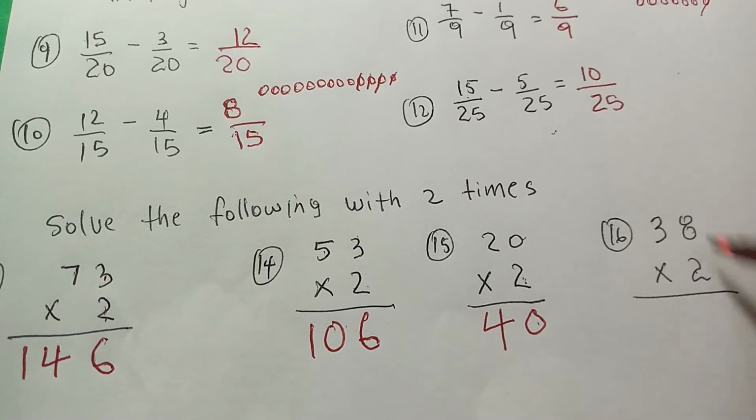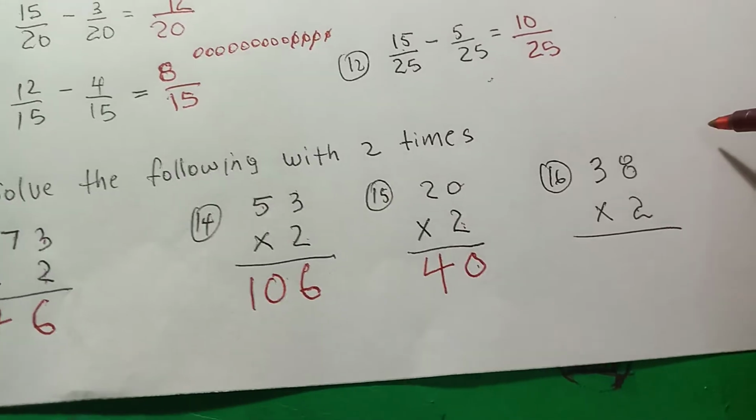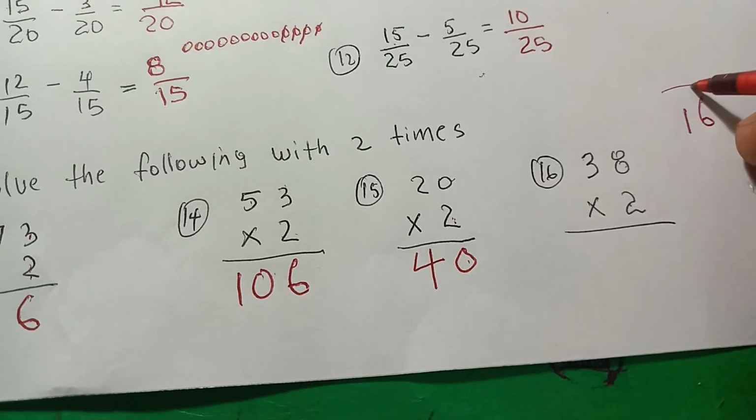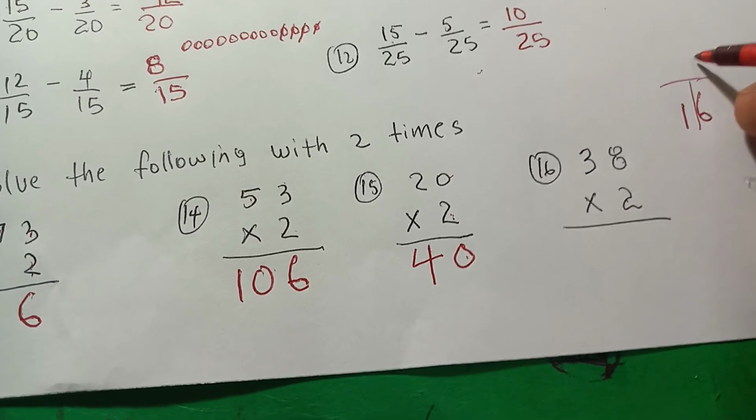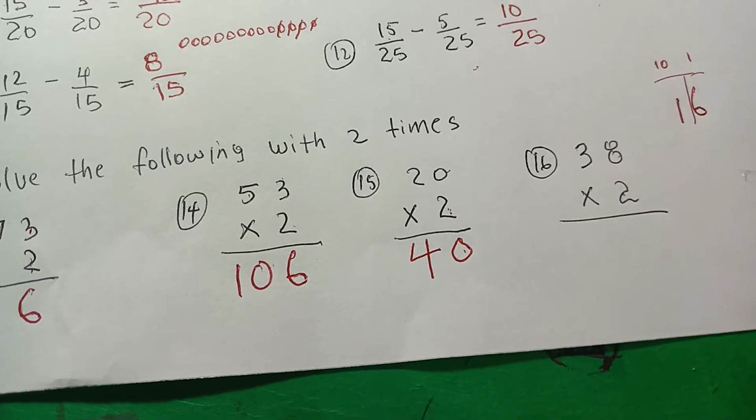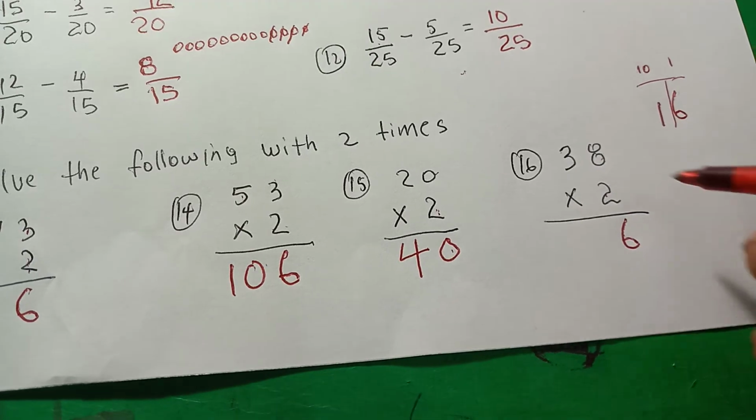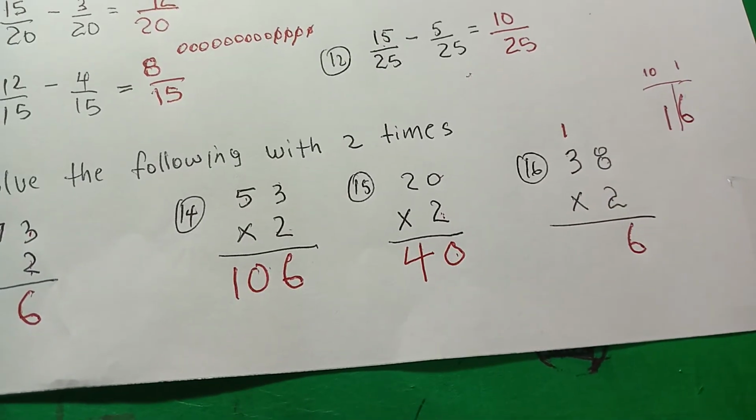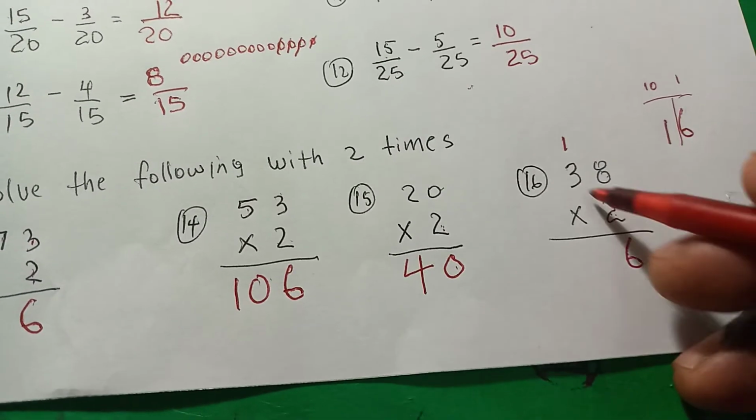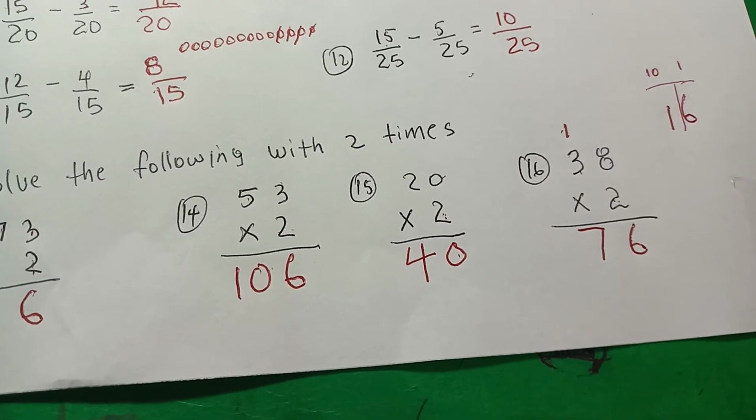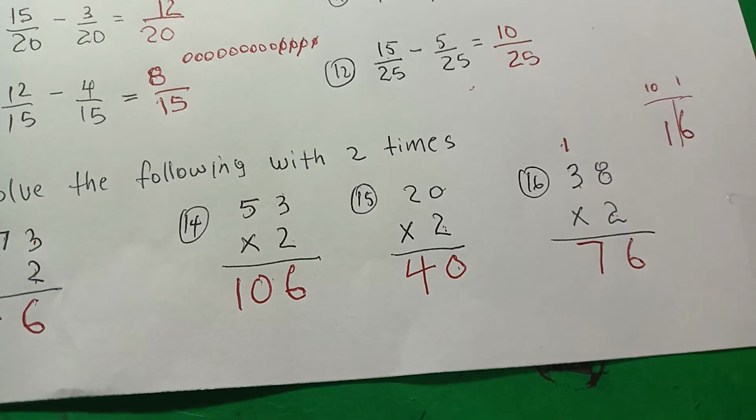2 times 8 is going to give you what? 16. 16 is what? A 1 and a 6. When we're doing your place value, this is in the 1s section, this is in the 10s section. What do we do? We put down the 6 and we carry the 10. 2 times 3 is 6 plus 1 equals 7. So 2 times 38 is going to give us 76.